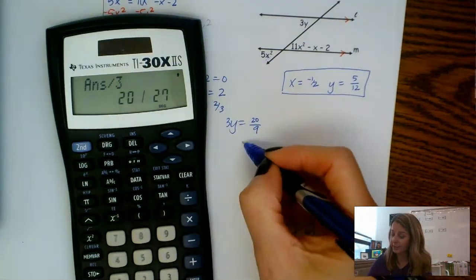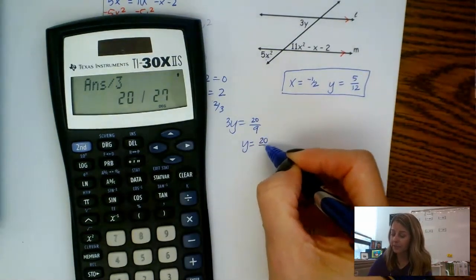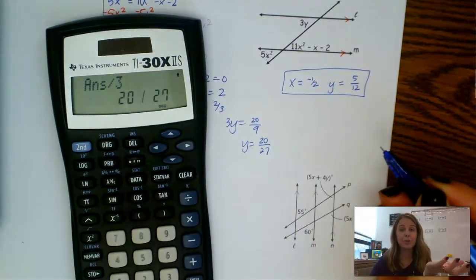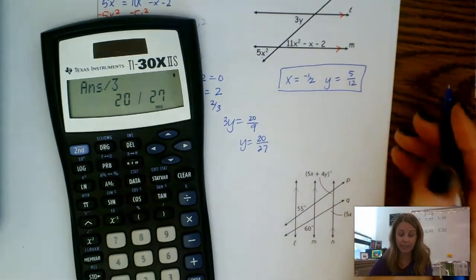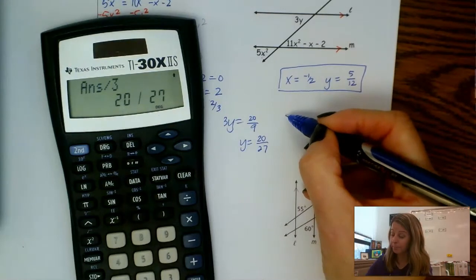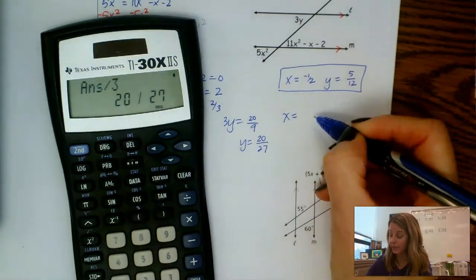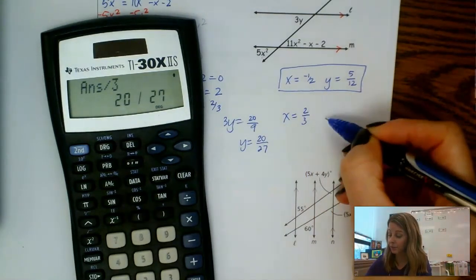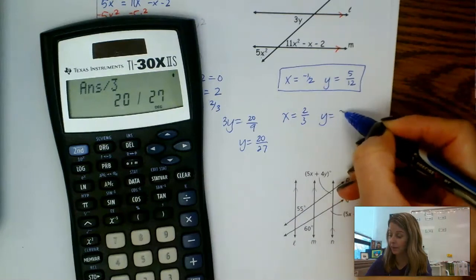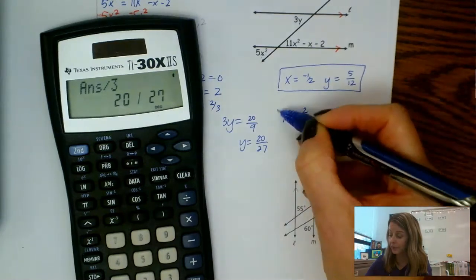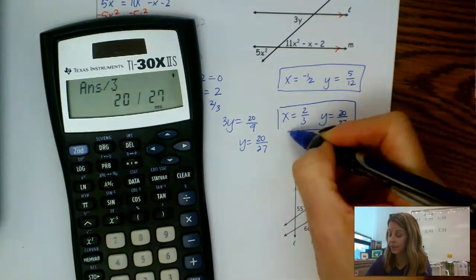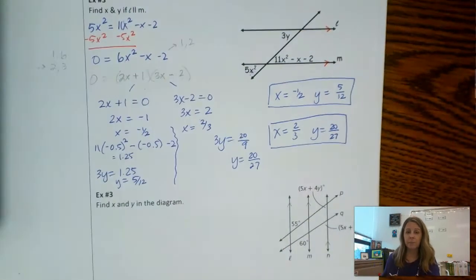20/27. So I'm getting some bizarre answers here. Well, not really bizarre. Usually we're dealing with whole numbers and things like that, but we can still work with ones like this. So if I have 2/3 for x, then I get y equaling 20/27. Okay. So this isn't quite a complicated problem for parallel lines.